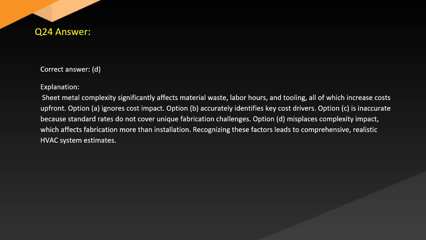Answer. Correct answer: D. Explanation. Sheet metal complexity significantly affects material waste, labor hours, and tooling, all of which increase costs upfront. Option A ignores cost impact. Option B accurately identifies key cost drivers. Option C is inaccurate because standard rates do not cover unique fabrication challenges. Option D misplaces complexity impact, which affects fabrication more than installation. Recognizing these factors leads to comprehensive, realistic HVAC system estimates.